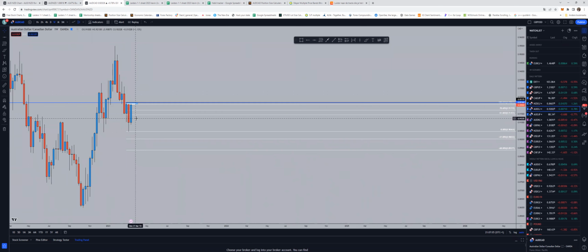So we have that weekly bullish candle close. We can still look for that bearish W to take a short because the trend is bearish.